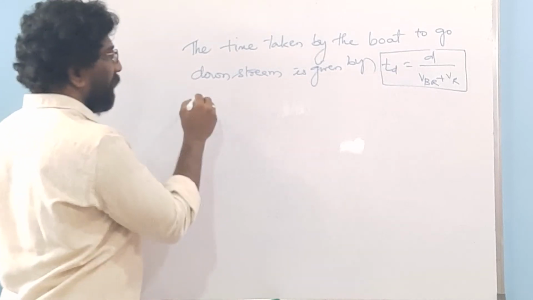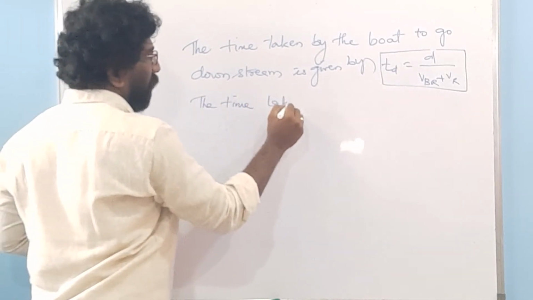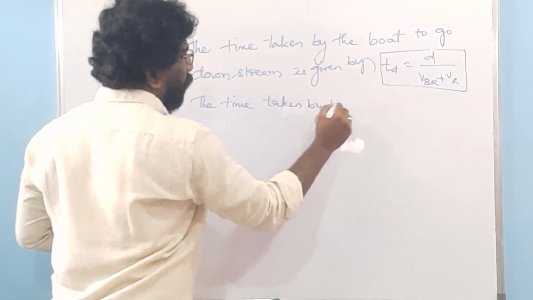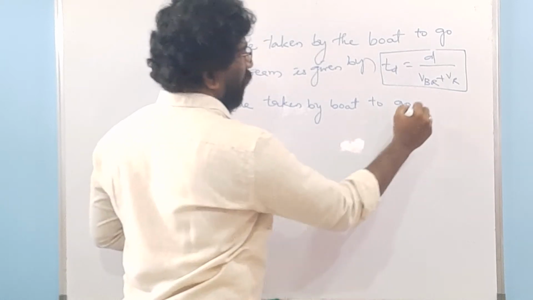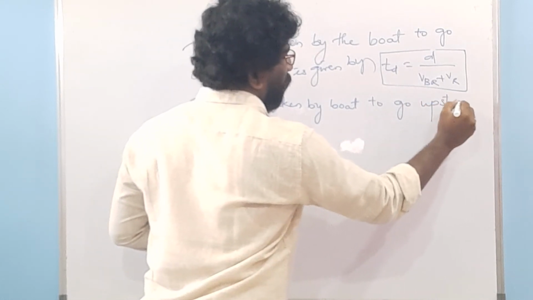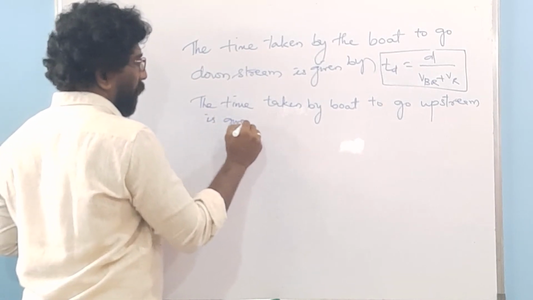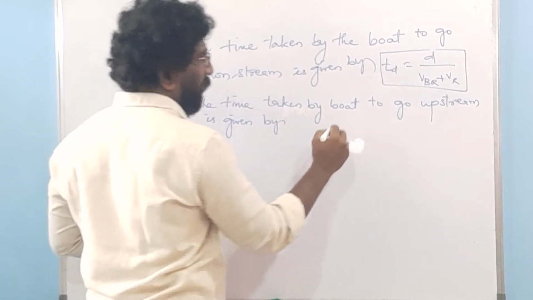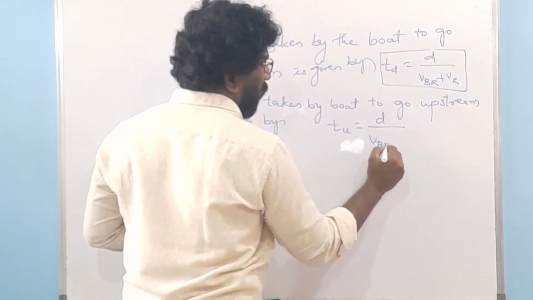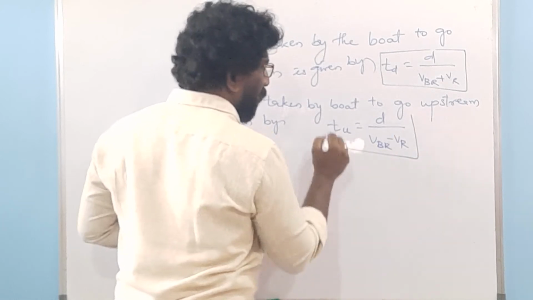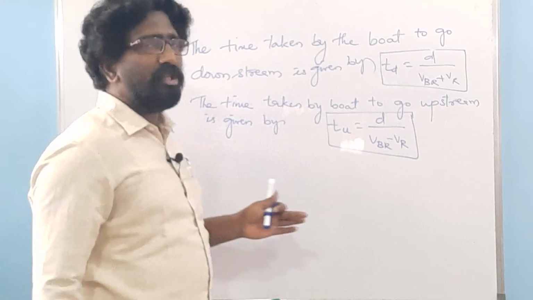Now in the same way, the time taken by boat to go upstream is given by TU is equal to D over VBR minus VR. So we have seen this VBR plus VR and VBR minus VR in the upstream and downstream concept.